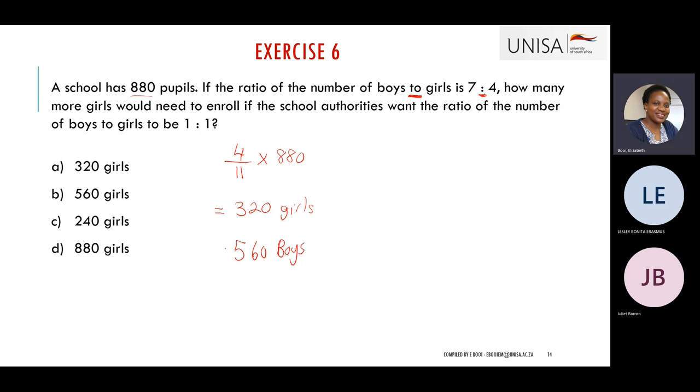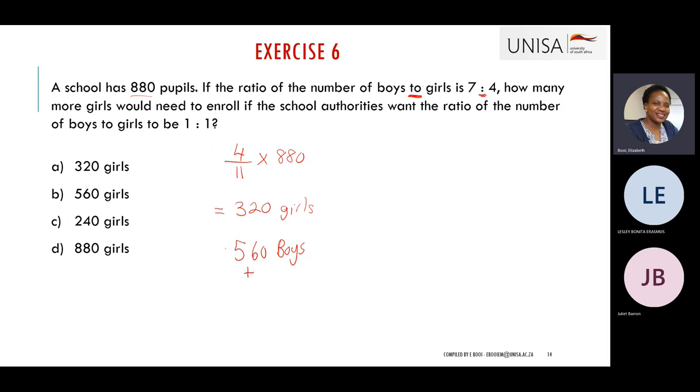Now, how many more girls would you need to enroll if the school authority wants the ratio of the number of boys to girls to be 1:1? How many more girls should we be enrolling? Let's see what you have in the chat. 240. Yes, correct.